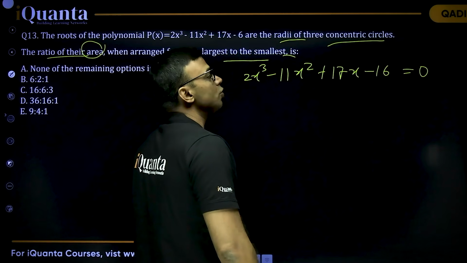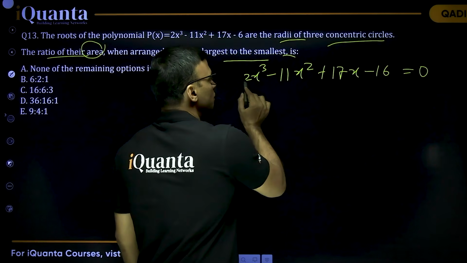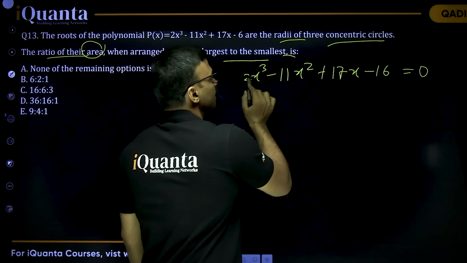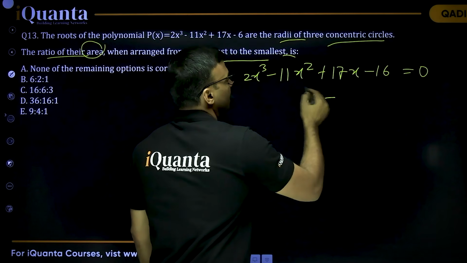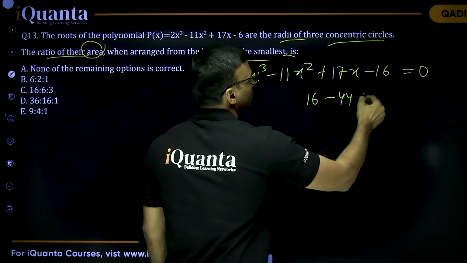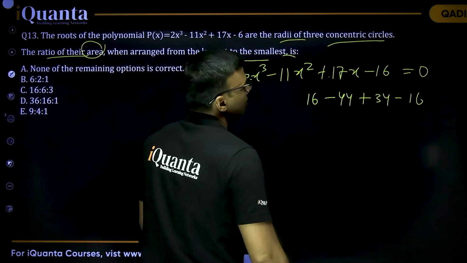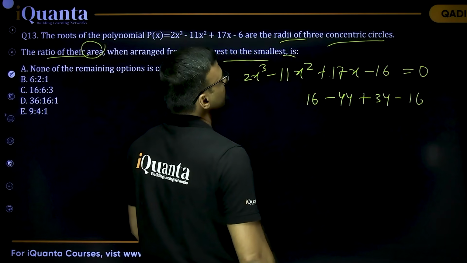If I put x equal to 2, check it very honestly. 2 into 8, 16. Minus 11 into 4, 44. Plus 17 into 2, 34. Minus 16. Is that giving us anything?